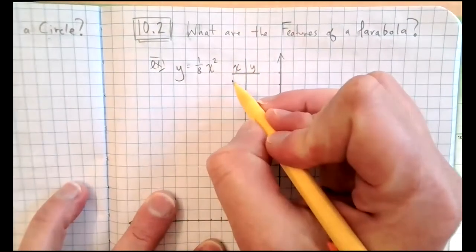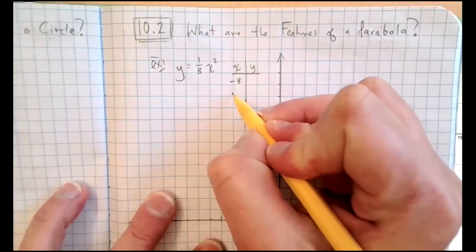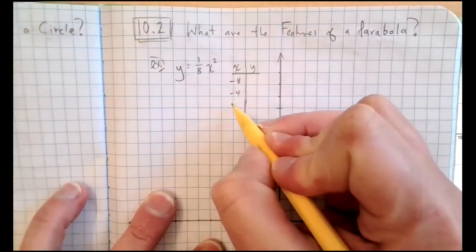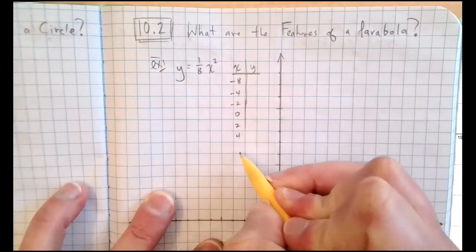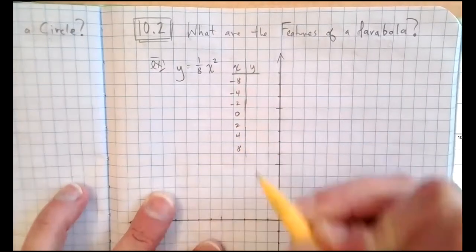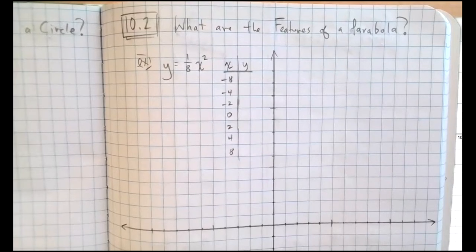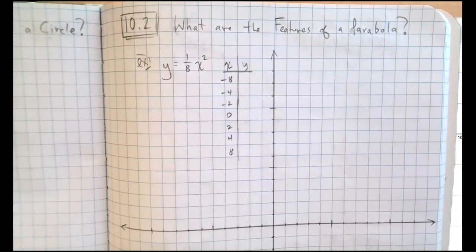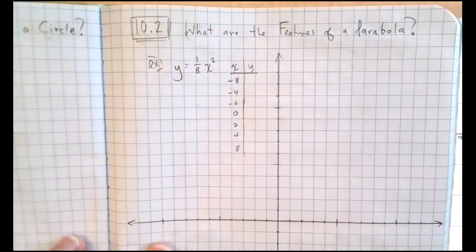So what should we do here? I'm going to choose numbers that will work nicely. How about we choose -8, -4, -2, 0, +2, +4, +8. In fact, if you would like to stop the video and populate the y column to see if you're right, I will really enjoy that, like we do in class. But if you don't want to do that, I'll never know. I just won't.